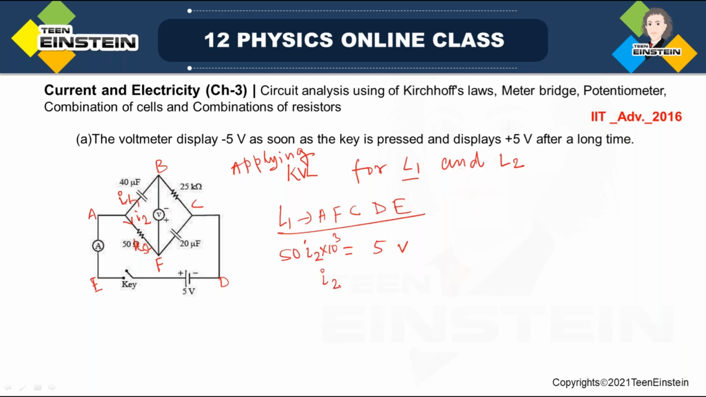So I2 can be found out if required. So 5 by 50 into 10 to the power 3. So it will be 0.1 milliampere.